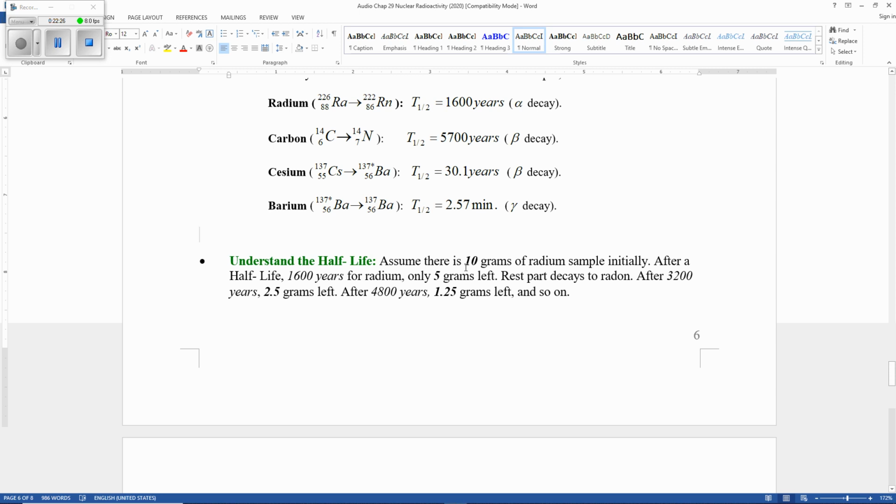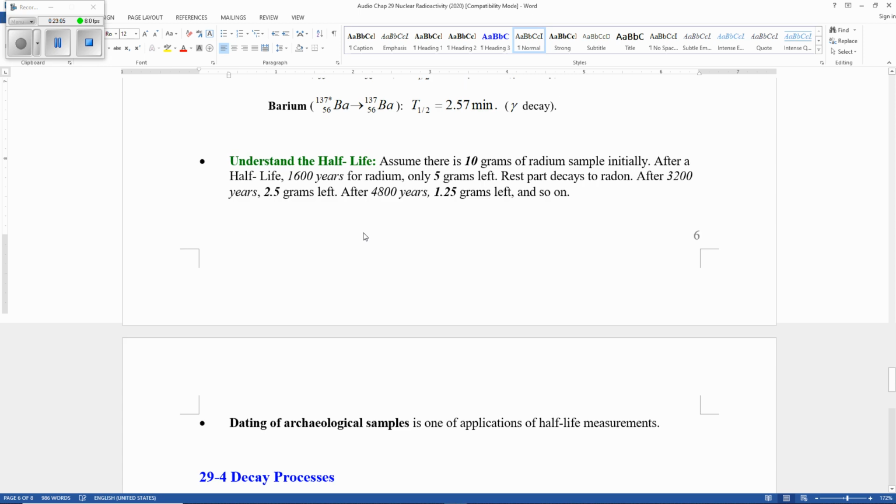So if initially you have 10 grams of sample, after first half-life, 5 grams left, from 10 to 5. So now after second half-life, 2.5 grams left. After third half-life, totally is like 4,800 years, 1.25 grams left. Okay, but you can only date a certain time because finally the decay becomes so small a number, so you cannot measure, at least not very accurately.